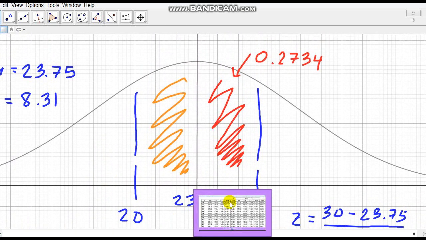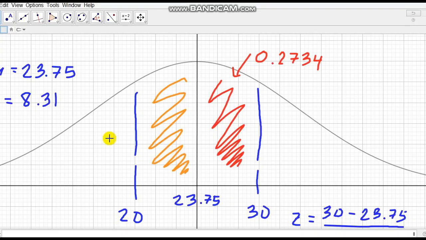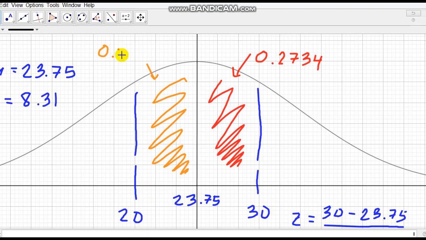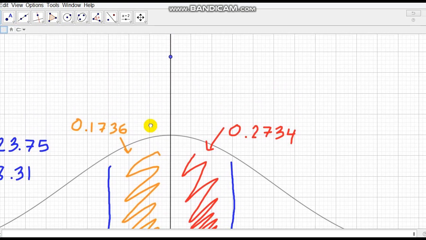So right here, that is 0.1736. So let's label it right here. This is the orange one, 0.1736. So what we're going to do after this is add these two areas.